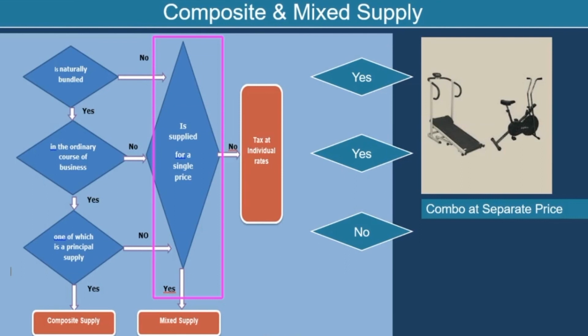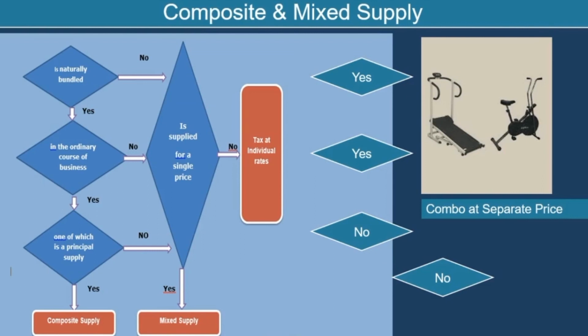Next, is it supplied for a single price? Actually, this is supplied for separate prices. So the answer to this question is also no. That is why it is not a mixed supply either, because only if the answer had been yes would it become a mixed supply. The answer to this question is no. So it is neither a composite supply nor a mixed supply.